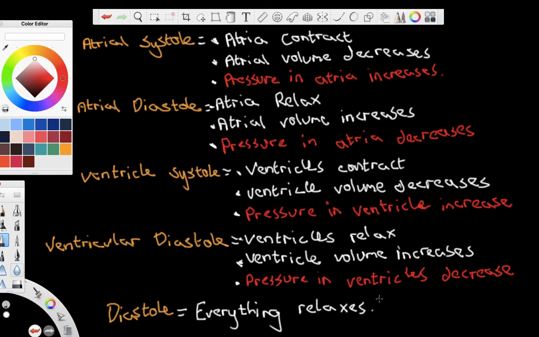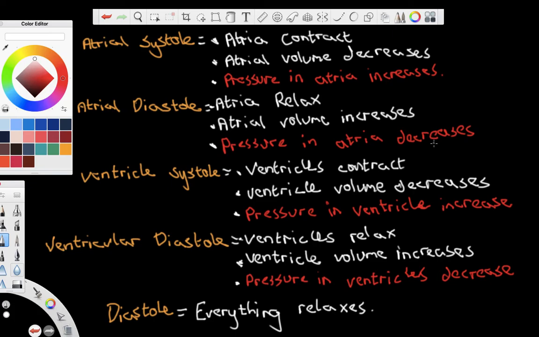Now, these are really important ideas. Out of all of the slides we've done, understanding the cardiac cycle is everything on this slide here. This is where people get confused. So during atrial systole, atrial refers to the upper chambers of the heart. Systole means to contract. So the atria contract. When they contract, their internal volume decreases. Therefore, the pressure inside of the atria increases. During atrial diastole, the atria relax, the atrial volume increases, and therefore the pressure inside the atria decreases.